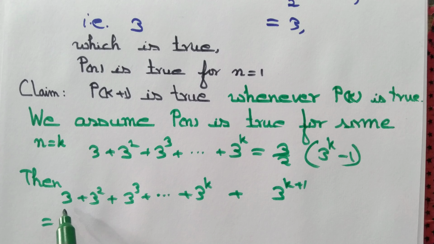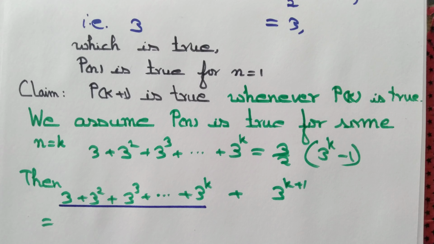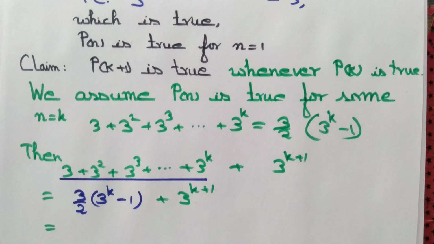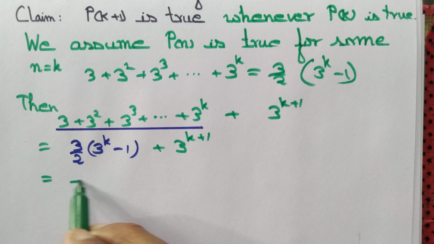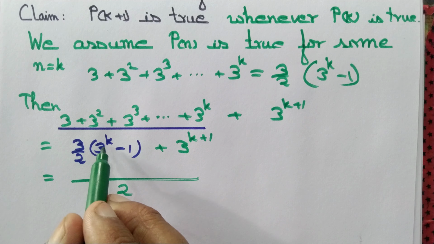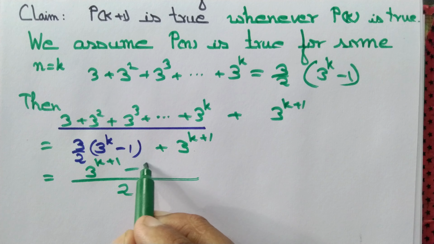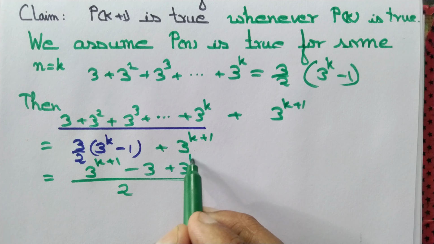By our induction assumption, this sum is exactly equal to 3 by 2 times (3 to the power k minus 1). Rest of the expression we can copy as it is. So plus 3 to the power k plus 1. Now let's simplify this expression. We take the LCM as 2, 3 times 3 to the power k is 3 to the power k plus 1, minus 3, plus 3 to the power k plus 1.